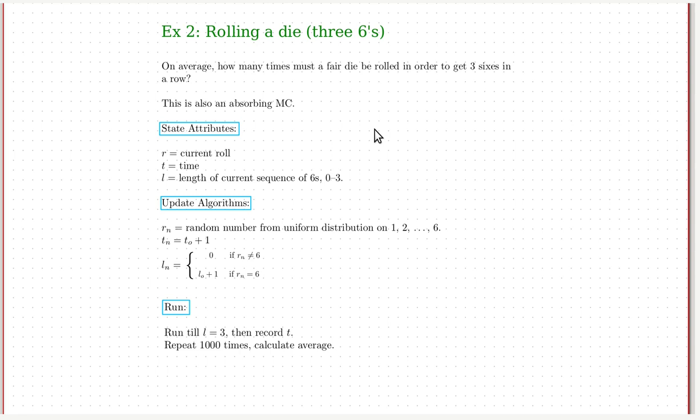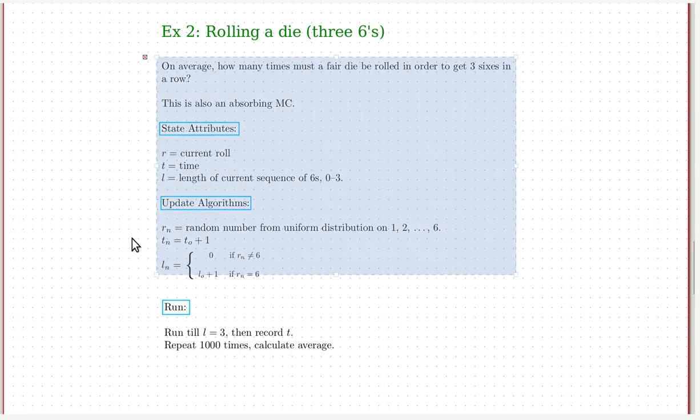Now the update algorithms, again, are exactly the same for R and for T. The new value of R will be equal to a random number from the uniform distribution on the whole numbers 1 through 6. And the new T is equal to the old T plus 1. L is a little more complicated.